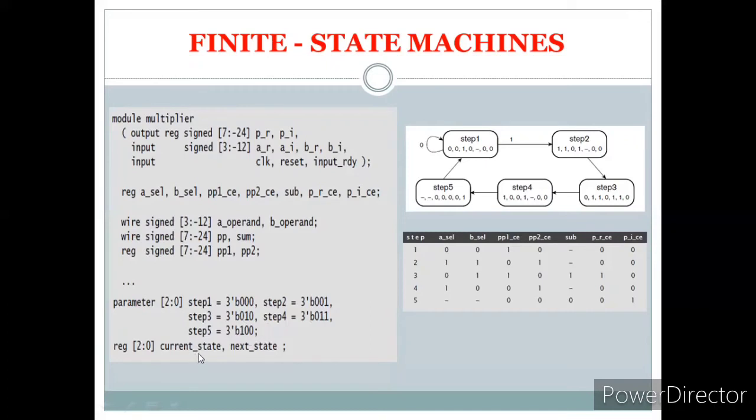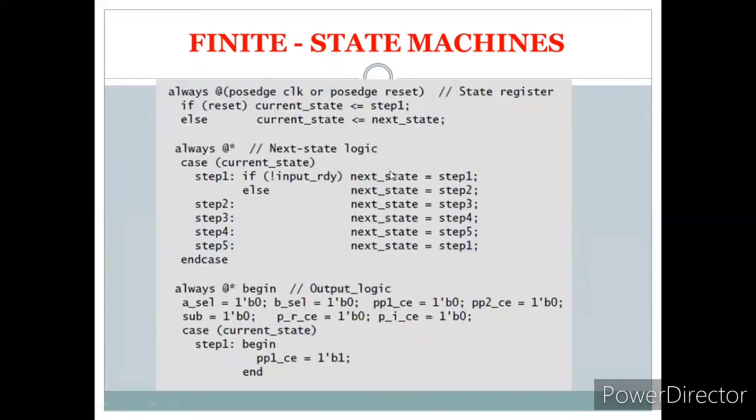As we already said, we have the current state and the next state. Now we use an always block at the positive edge of the clock or the positive edge of the reset, because it should check the initial condition. Once it is reset, it should be in step 1. So step 1 becomes the current state. If reset is not 0, then it goes to the next state. So the next state becomes the current state. So that's the always block that we have.